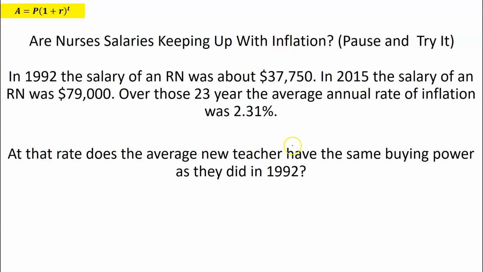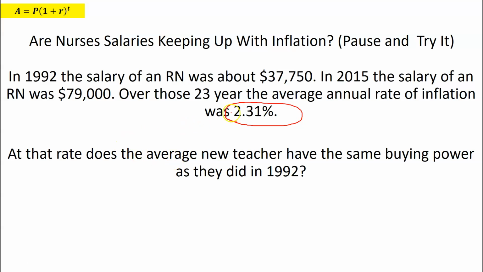Let's take a look at nurses. Now, I didn't find all the information all the way up to 2020, so I'm going off some numbers. I've got some 1992 numbers and some 2015 numbers, which was 23 years difference. Because it wasn't the same years as the teacher ones, the average inflation rate was 2.31% between 1992 and 2015. This is a few years old now, but it'll give you the idea.